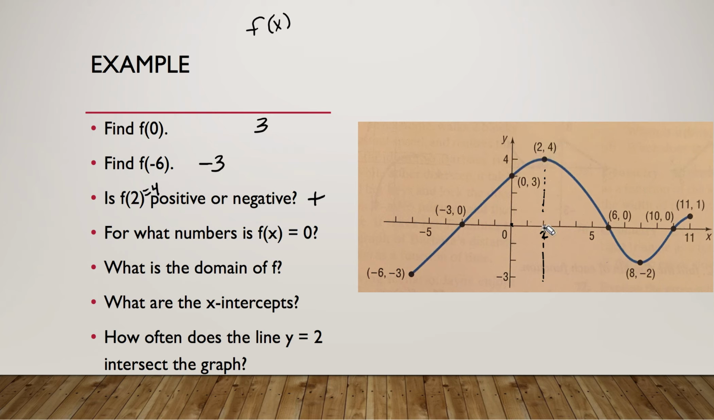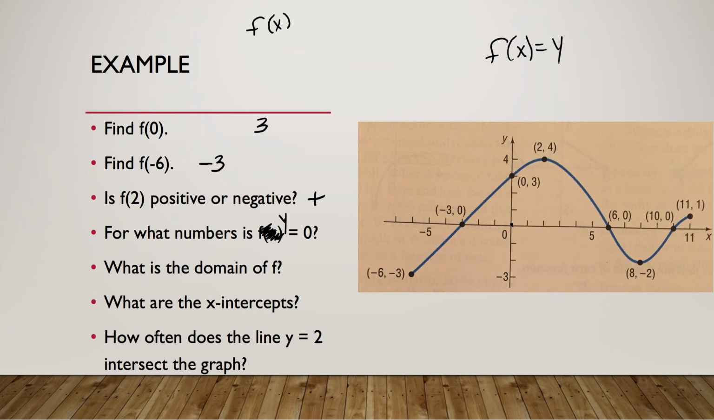All right, so our next one asks me for what numbers is f of x equal to 0. Now, remember that when we initially started talking about function notation, we made a point of saying that f of x was the same thing as y. So what they're asking here is for what numbers is y equal to 0. So I need to find numbers that have y values of 0.